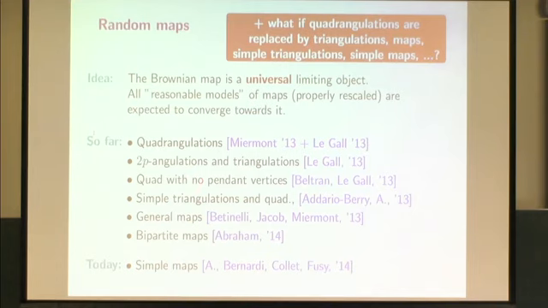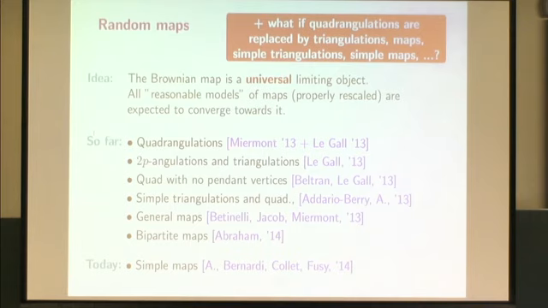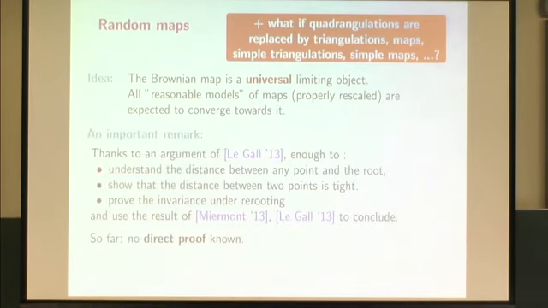It's not because people found another proof of this result, but really they use an argument by Le Gall in this paper that he actually used to prove the convergence of 2p-angulations and triangulations to use the result for quadrangulations. Okay, I'm a bit imprecise here.